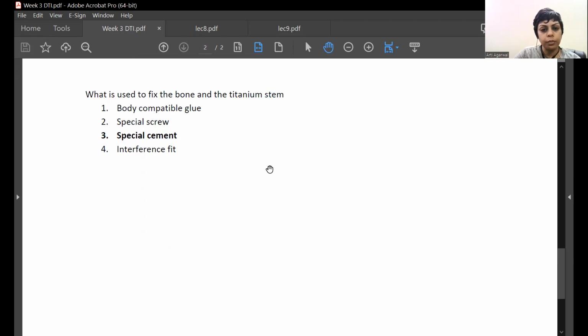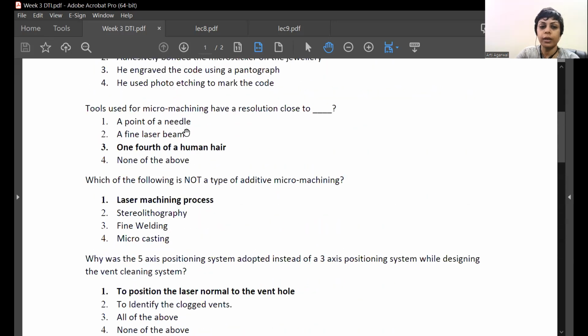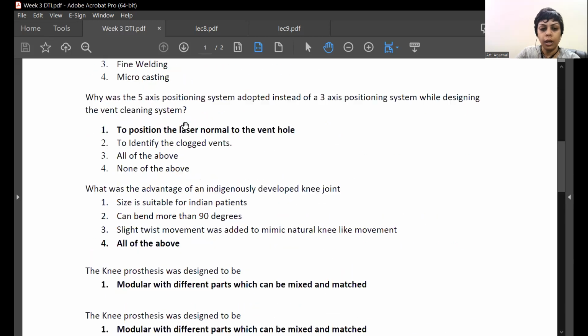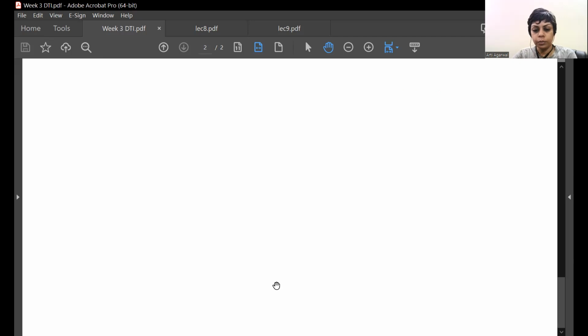What is used to fix the bone and the titanium stem? They came up with a special kind of cement, and it improved the longevity as well as the overall stability of the whole product. I went over it quickly because a lot of these questions were more factual and there was less conceptual stuff to explain. But I hope this is clear.